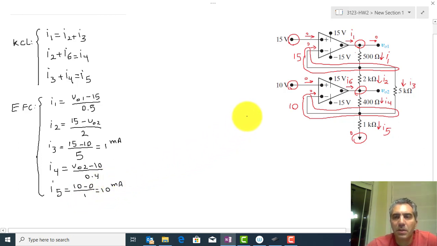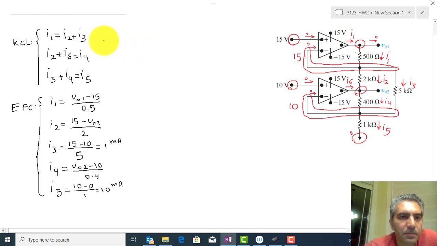So as you notice, there is no equation for I6 or I1 in this circuit, the currents that are going out of the op-amps, and that's fine. You don't have to have equations for all the currents in the circuit. You have to write equations for the components, not the currents. So now we're going to move on and use the equations for components, and put them in the KCL here and complete the process.